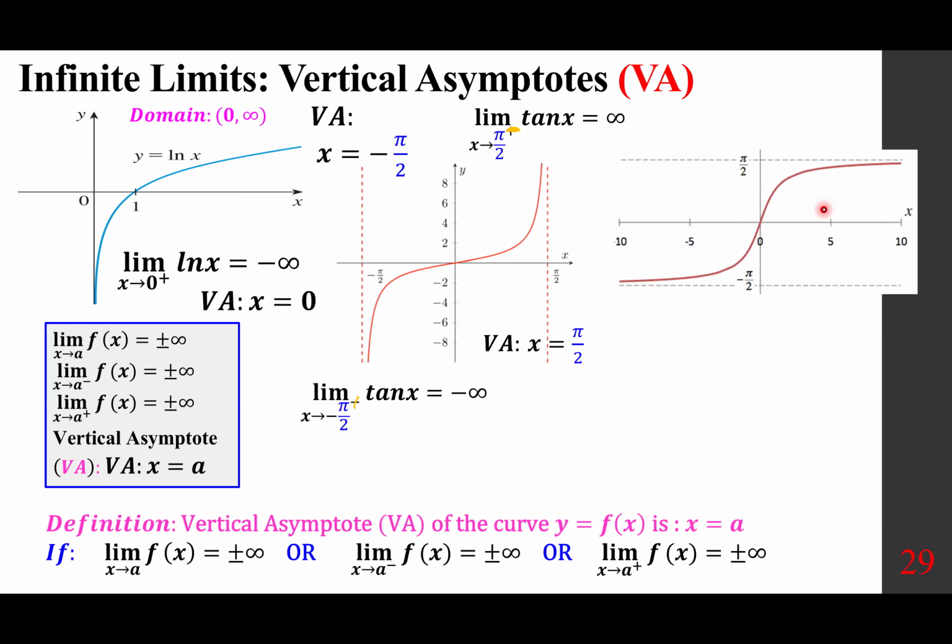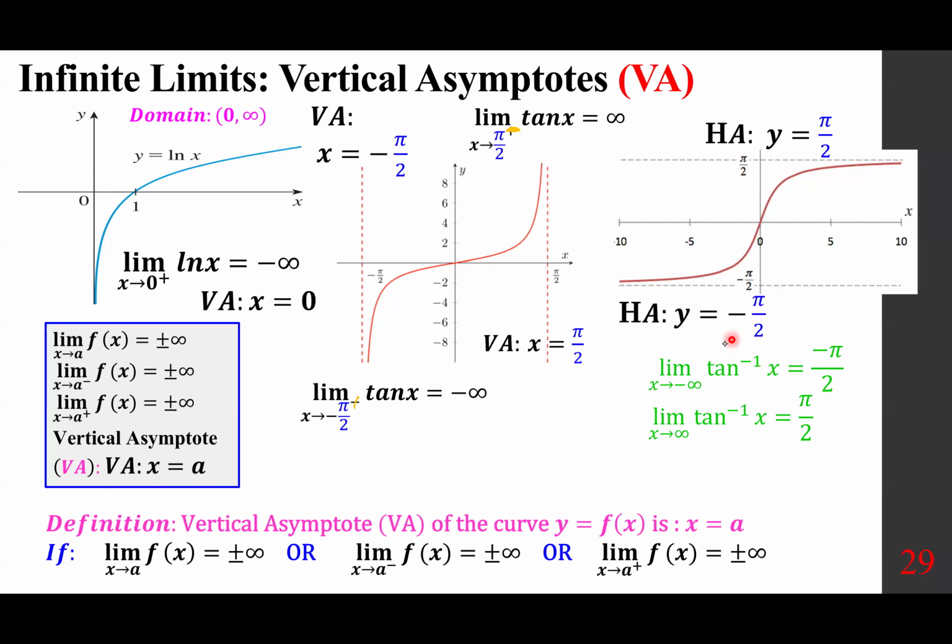And its inverse. The limit of tan inverse of x as x approaches negative infinity is minus pi over 2. The limit of tan inverse as x approaches infinity is pi over 2. And therefore, we have horizontal asymptotes. This one and this one are inverse functions. Vertical asymptotes become horizontal asymptotes. Y equals pi over 2 is this line, and y equals negative pi over 2 is this line.